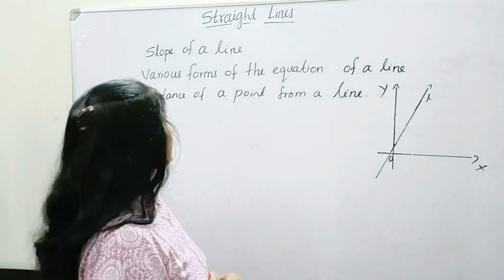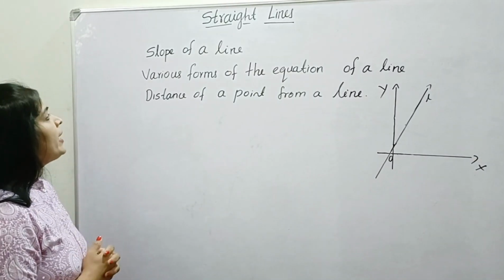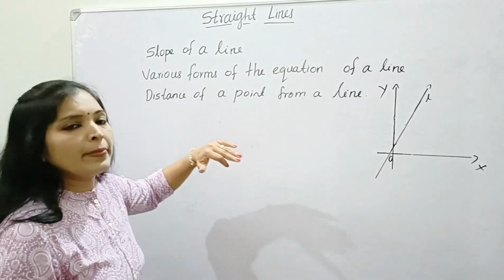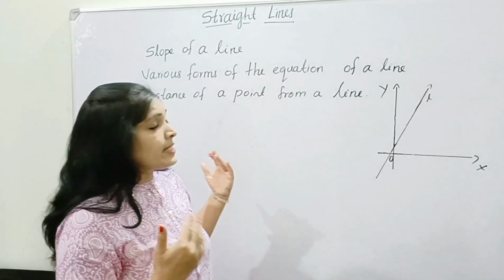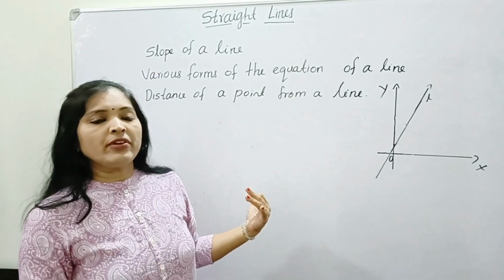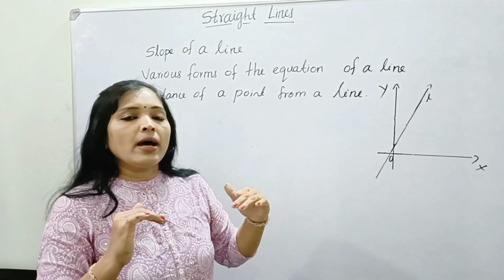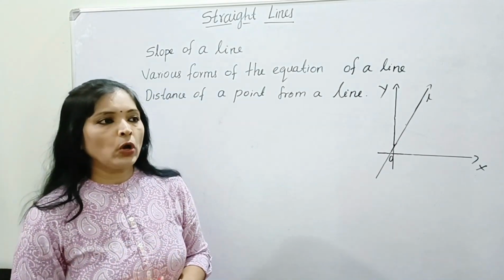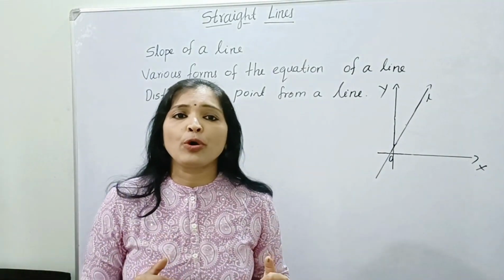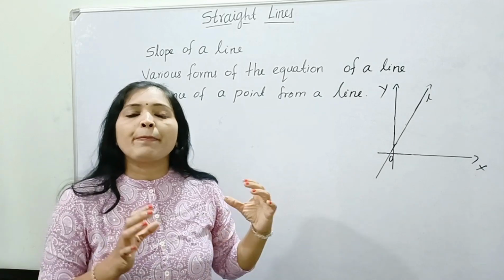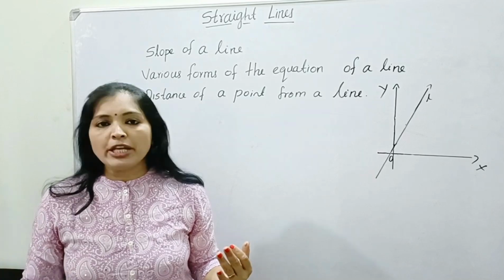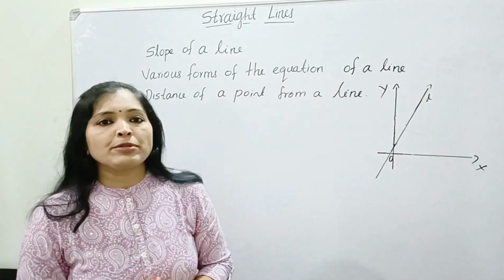So in this chapter we will study the slope of a line, various forms of the equation of a line, and the distance of a point from a line. In distance between 2 points in the xy plane we have already studied, right? So here we will study the distance between a point and a line. Before that, I can't express how important this chapter is, because it is a part of calculus. As we all know, calculus is very applicable in many fields, so it's a very important chapter.